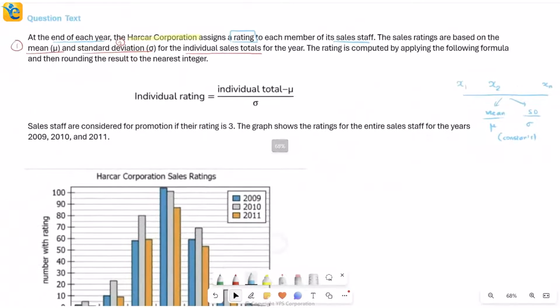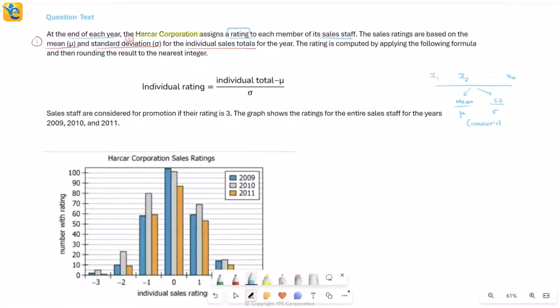Now, how do these two decide what the rating is going to be? That's what they tell us further in this formula. If you want to find the individual rating for any employee, you will take the total sales for that particular employee, subtract this mean from this individual total, and divide by the standard deviation. So these are the two constants we just talked about. And this is something which is employee specific. Accordingly, the rating is also going to be employee specific.